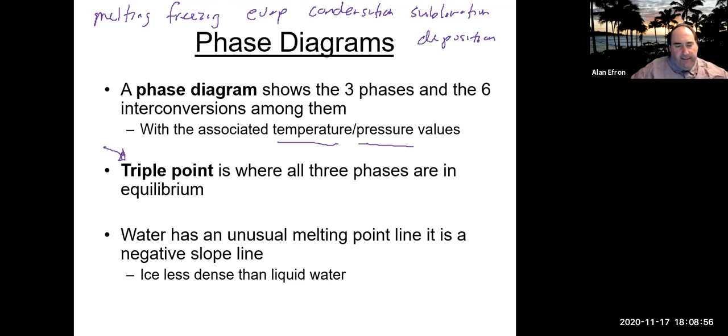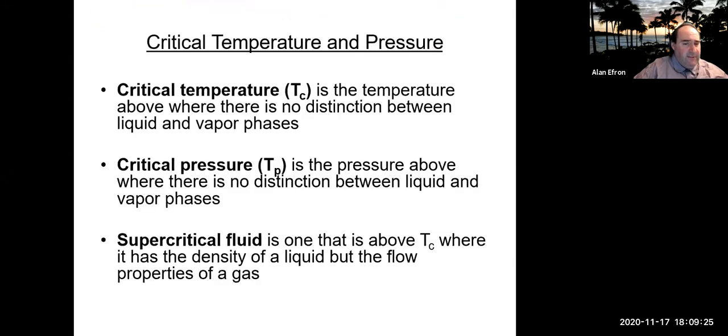And the triple point is the temperature pressure combination where that substance will be in all 3 phases at once. So you'll have solid, liquid, and gas basically occurring at the same time. They're all in equilibrium with each other. Water, as we see, has an unusual melting point line, with a negative slope. And as we talked about, that has to do with it having a lower density in the solid form than in the liquid form, which is an unusual characteristic.